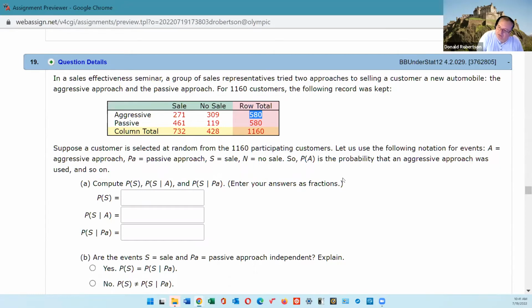When you've gone for a car, do you tend to get people who are almost in your face, trying to sell you something?